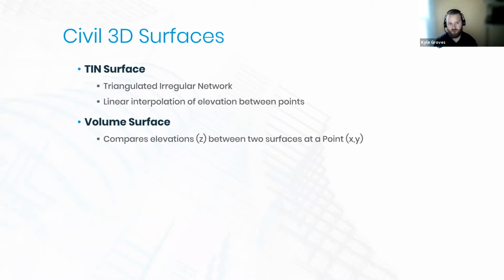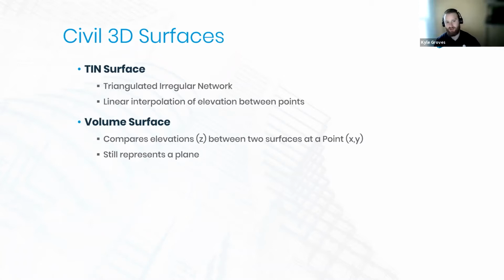With these volume surfaces, it's going to be looking at a single X and Y coordinate, and then it's going to compare the elevation between what we're calling a base surface and a comparison surface. Because we're just doing addition and subtraction, we're not changing our units. We're still in a linear unit of just feet, not area, not volume.